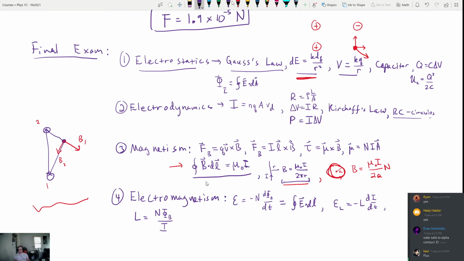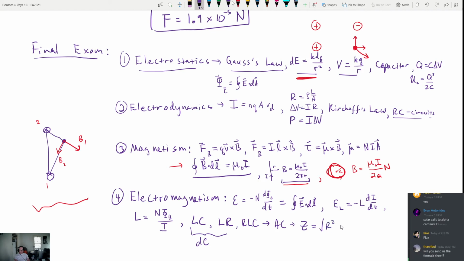Oh yeah, and then the other types of circuits. We had the LC circuit with the oscillations. We had the LR circuit with decay. And then finally the RLC circuit, which we then looked at in, these are all DC. But eventually we looked at AC circuits, which led to learning about impedance. This idea, the square root of R squared plus XL minus XC squared. And of course you have to remember what XL and XC are.